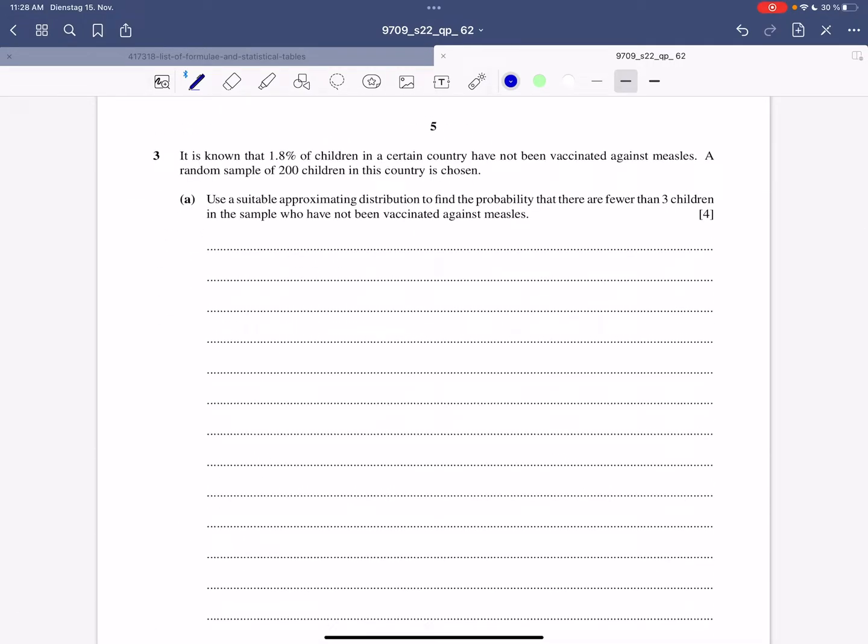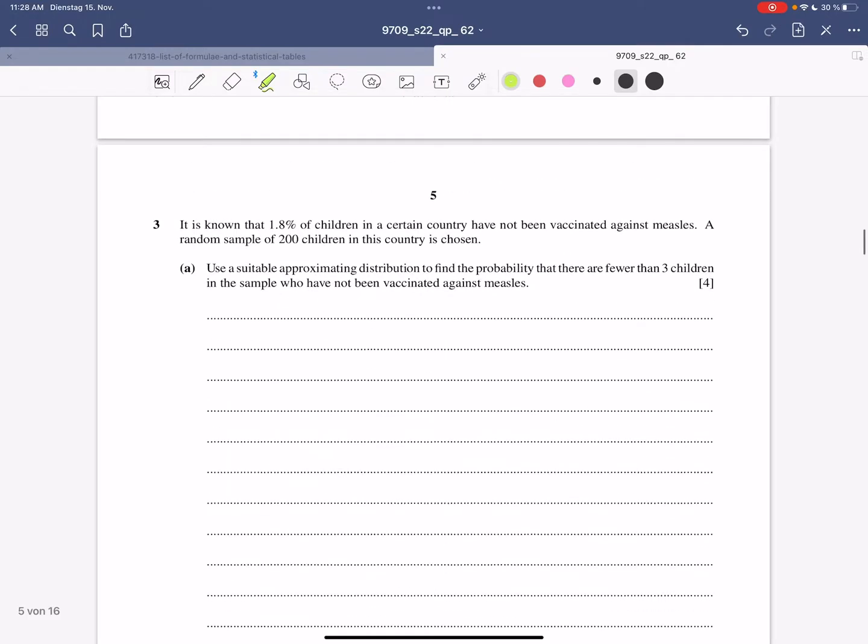So question number 3. It is known that 1.8% of children in a certain country have not been vaccinated against measles. A random sample of 200 children in this country is chosen. Use a suitable approximating distribution to find the probability that there are fewer than 3 children in the sample who have not been vaccinated against measles.